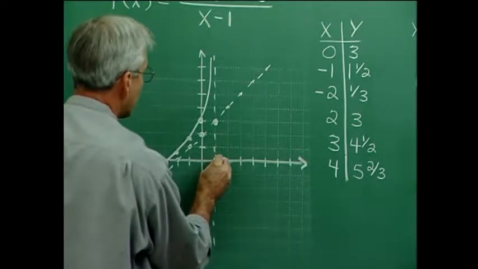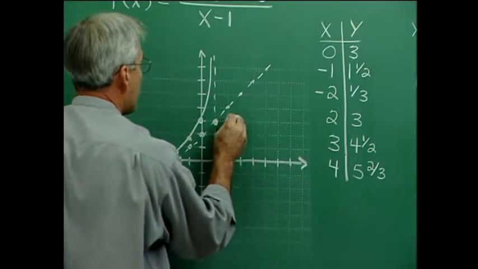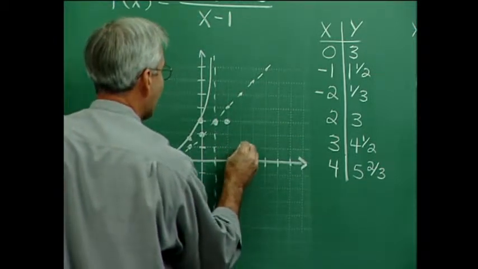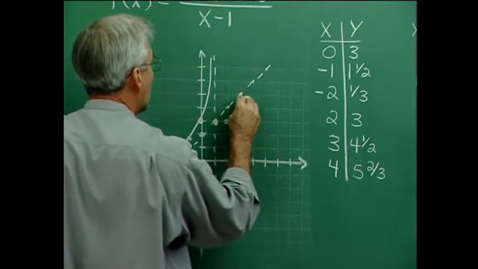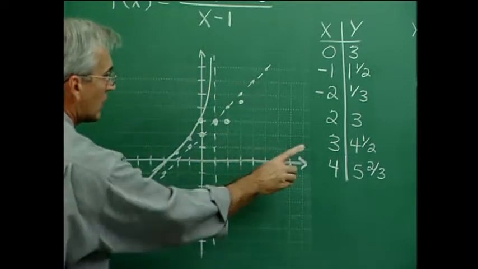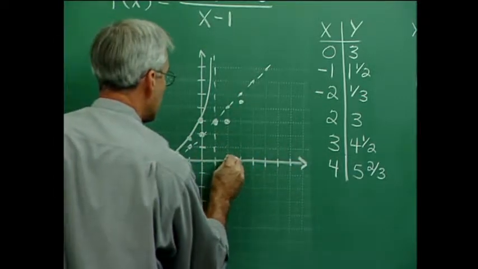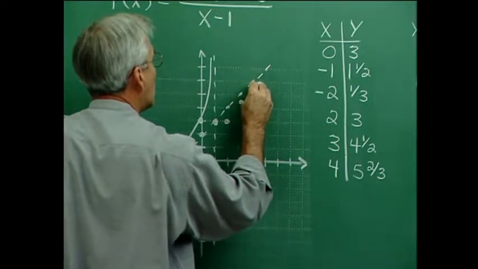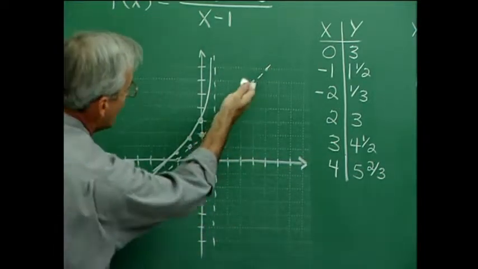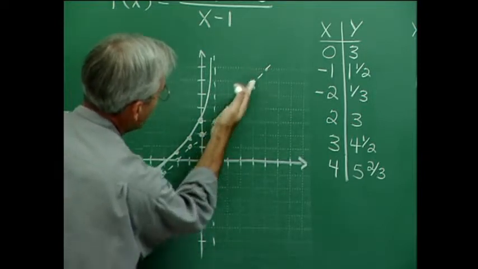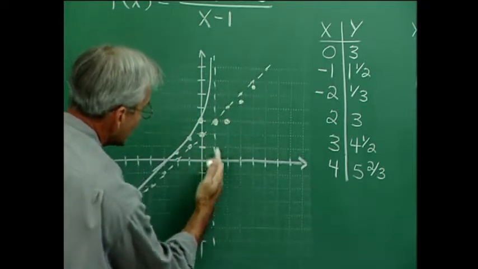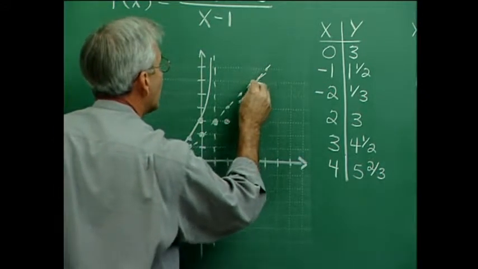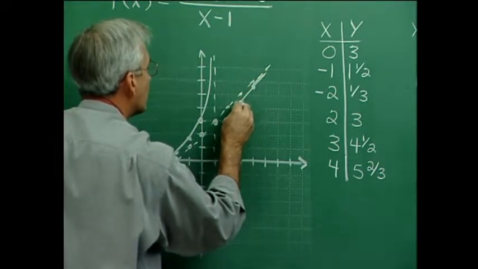All right, 2 goes to 3. Then 3 goes to 4.5. We're getting tight on that asymptote already. 4 goes to 5 2/3. So it's kind of like this. Now notice that they look to be really close on that asymptote, and then the turn is made and it just kind of drops down like this. So the graph looks like this.